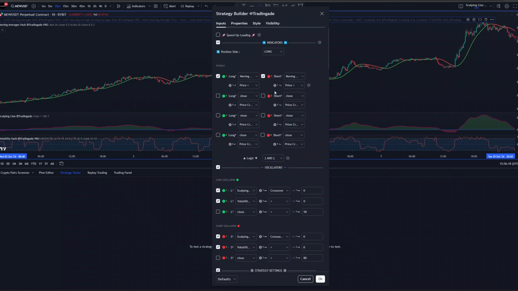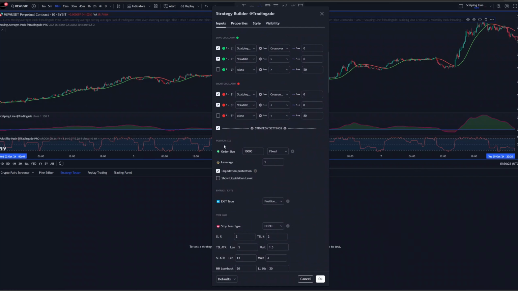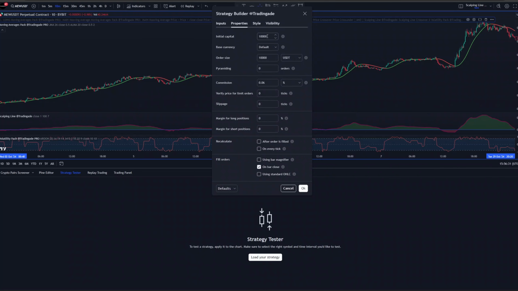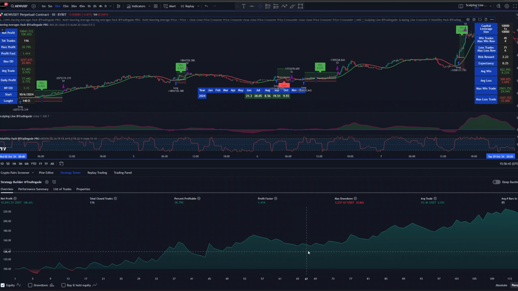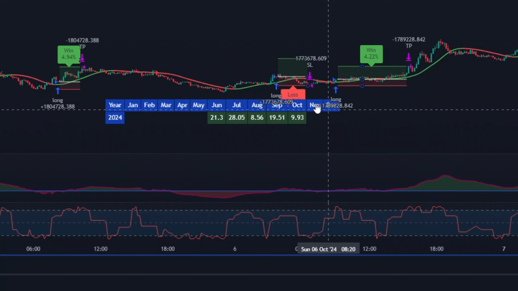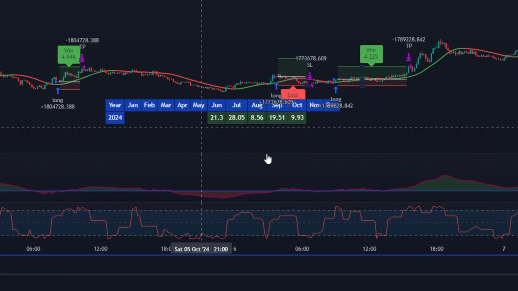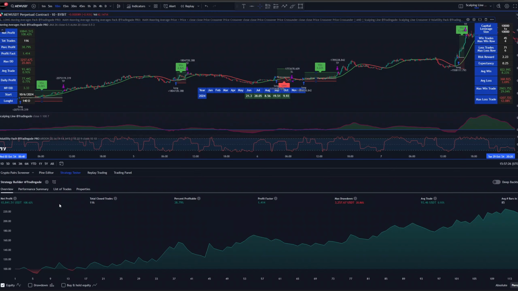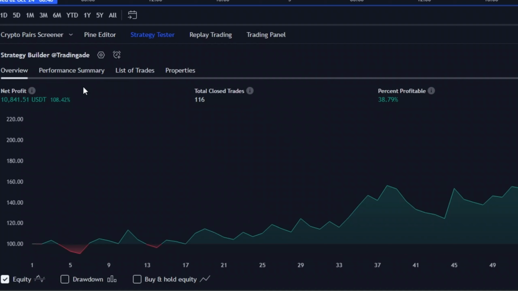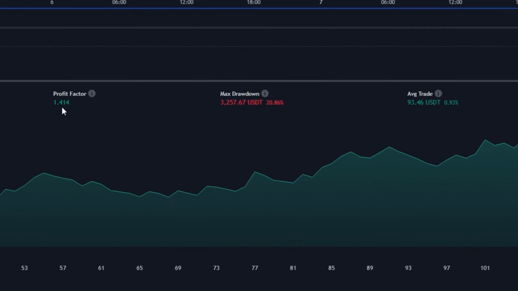Like all these backtest results, we're gonna go only long, order size $10,000 with fixed amount, 1x leverage, $10,000 initial capital and 0.06% commission. As you can see guys, the equity is absolutely good. We are backtesting 5 months of charts. As you can see from the monthly table, we have 5 months and they are all green. According to this backtest, the strategy has generated a net profit of 108%, 160 trades, 38% win rate, 1.41 profit factor, 20% max drawdown, and 0.93 average trade.